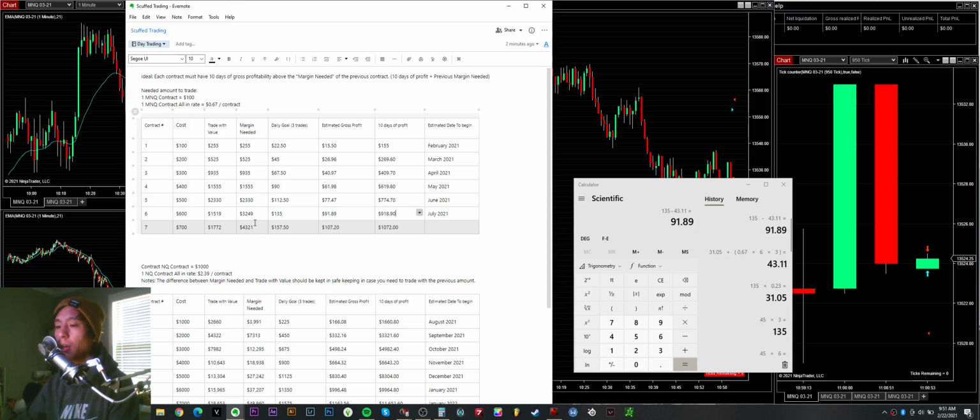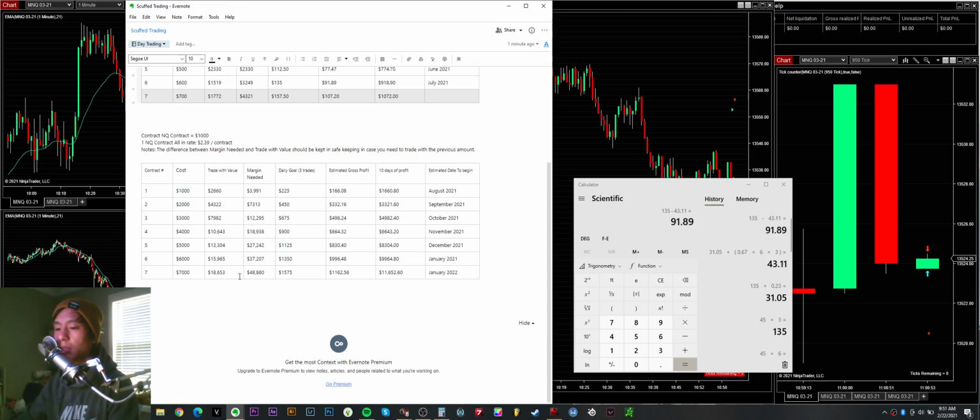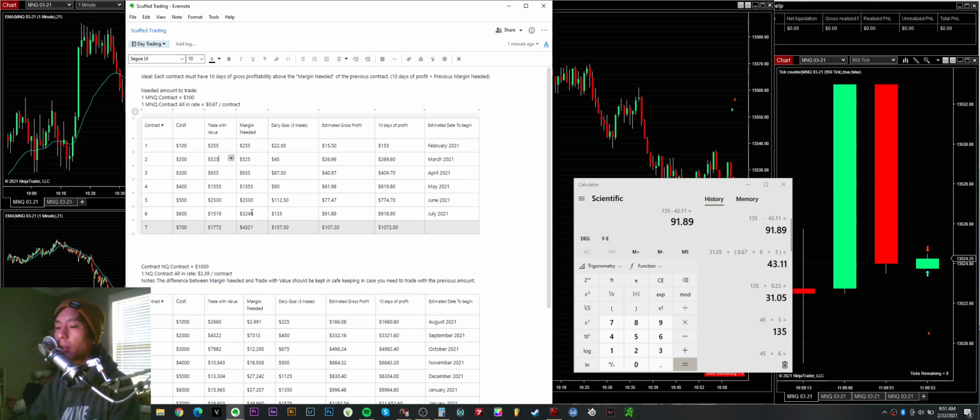And so margin needed is essentially, if we go back up to here, margin needed, as you can see, is the same as this and this and this and this, but then it starts to get different if we work into the NASDAQ over here. All this is the amount that we need, which is 100, plus 155. So we want 10 days of profit above the last switch or break.